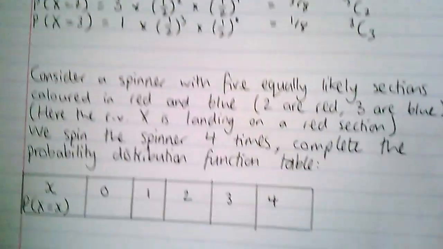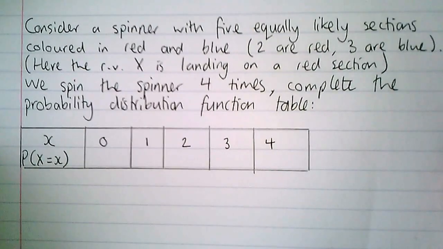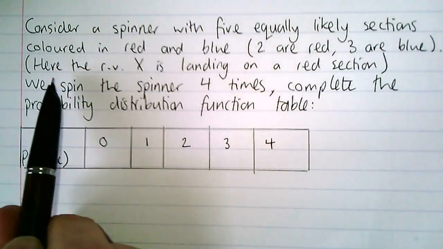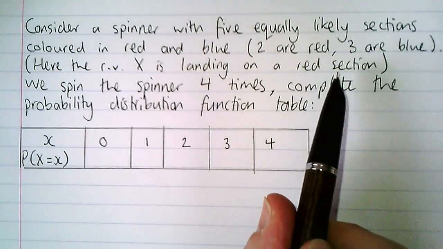So I'm just going to shuffle that down a bit. There we go. Right, so this one here, we're going to consider a spinner with 5 equally likely sections. They're called red and blue. So 2 of them are red, 3 of them are blue. Here we're going to say that the random variable x is landing on a red section. So for us, success is landing on a red section.